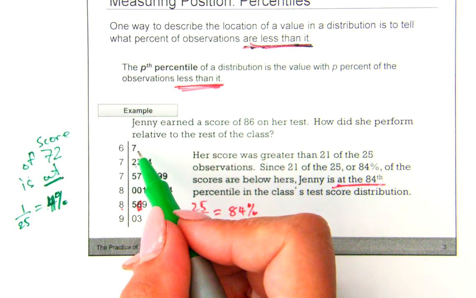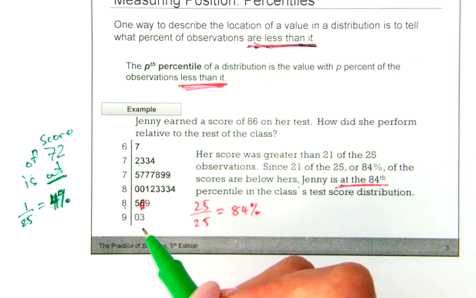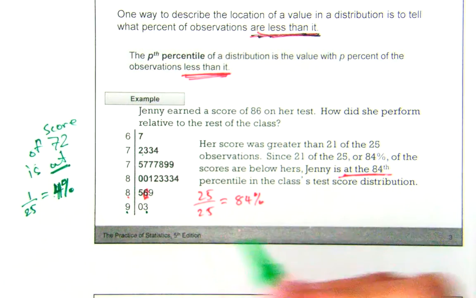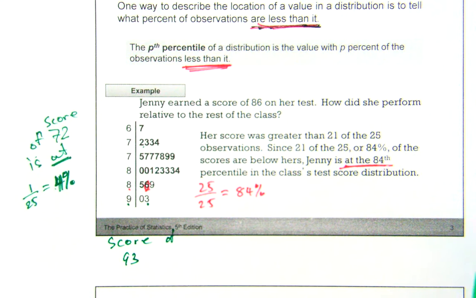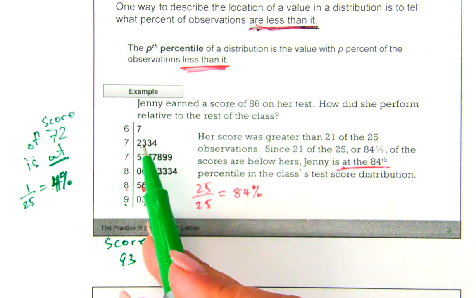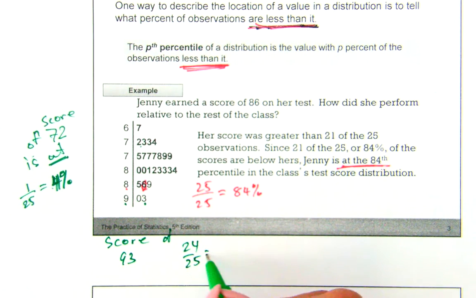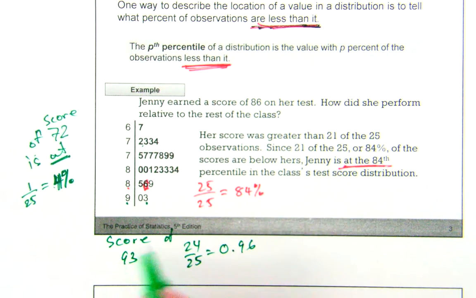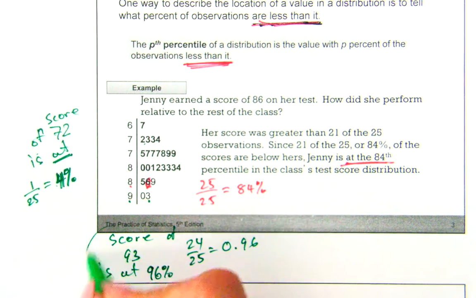And obviously the person who got the last score of a 67, they were at the 0th percentile because no one scored less than them. And now the tricky part is the top person. This person, 93, right? The score of 93. Now, you would expect, since they were the top person, for them to be at the 100th percentile, but that's not necessarily true. 24 people are below them. So we're going to say 24 out of the 25, right? So 24 divided by 25 is 0.96, which means a score of 93 is at the 96th percentile.